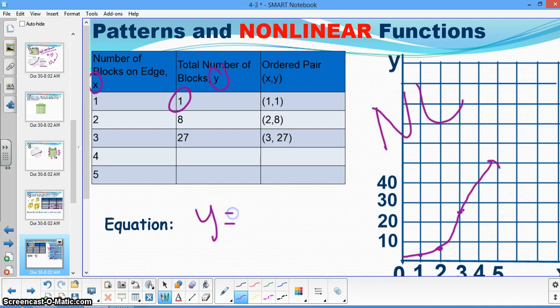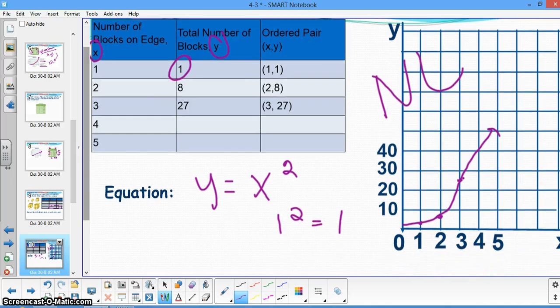Well, I know that x is probably an exponent. So I'm going to try squared. Well, 1 squared, oh, that equals 1, so that works. What about 2 squared? That equals 4, but I want 8, so that doesn't work. Well, let's try another one.